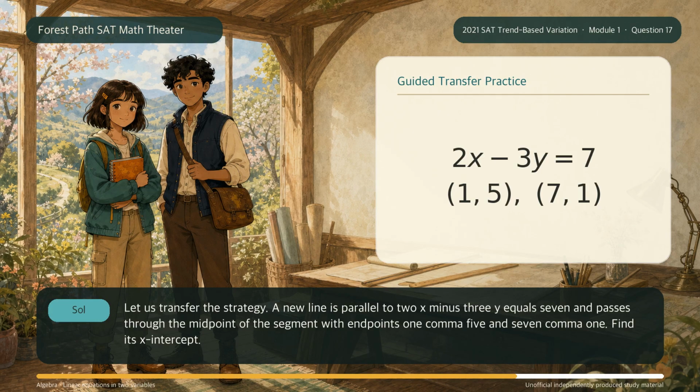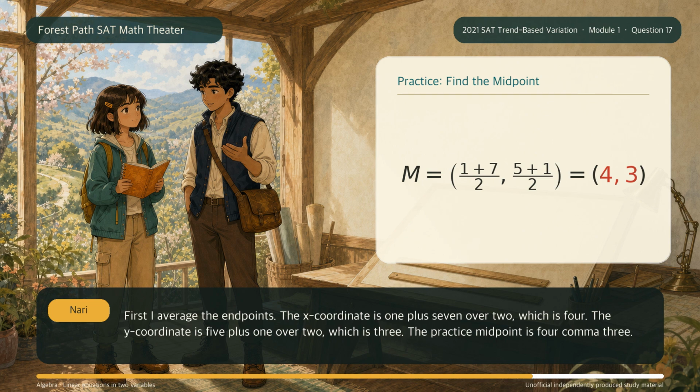Let us transfer the strategy. A new line is parallel to 2x minus 3y equals 7 and passes through the midpoint of the segment with endpoints 1, 5 and 7, 1. Find its x-intercept. First, I average the endpoints. The x-coordinate is 1 plus 7 over 2, which is 4. The y-coordinate is 5 plus 1 over 2, which is 3. The practice midpoint is 4, 3.